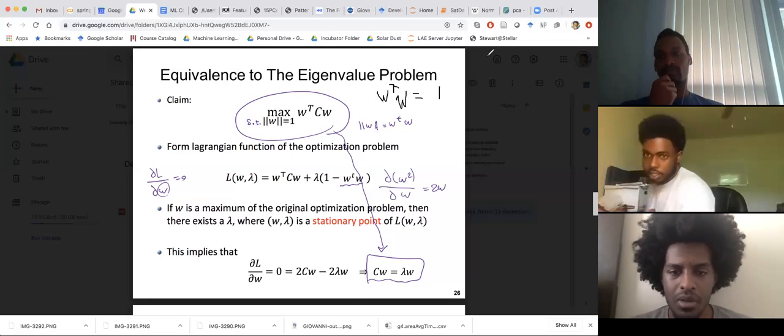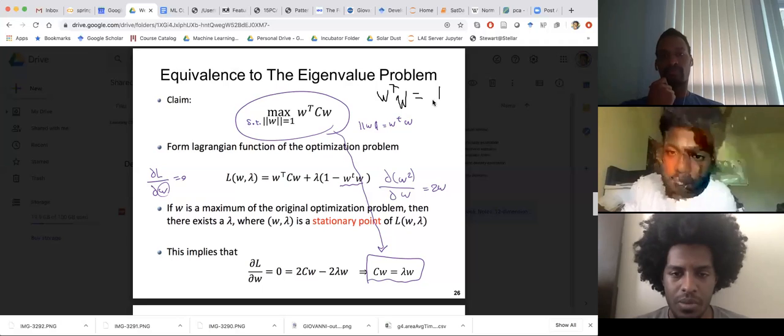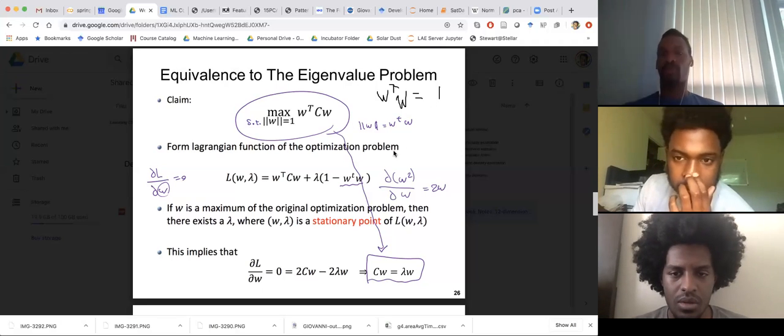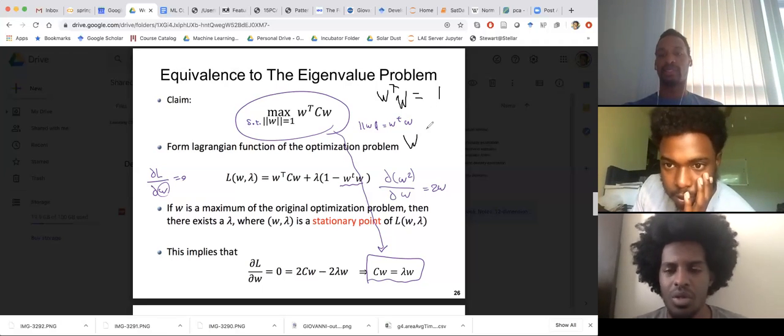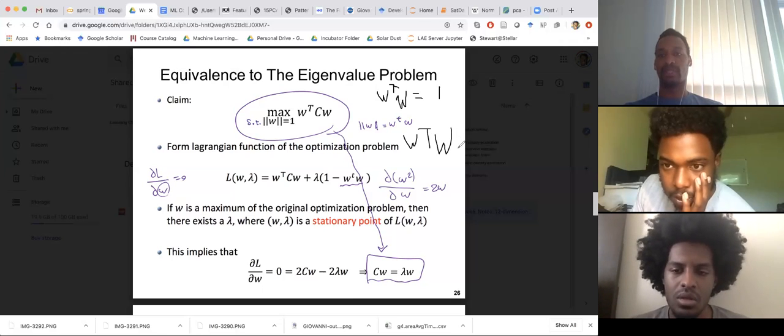Where did he pick up w transpose w from? That's just what the norm is defined as. Oh, it's the norm. Okay. So in this case we take the 2 norm.